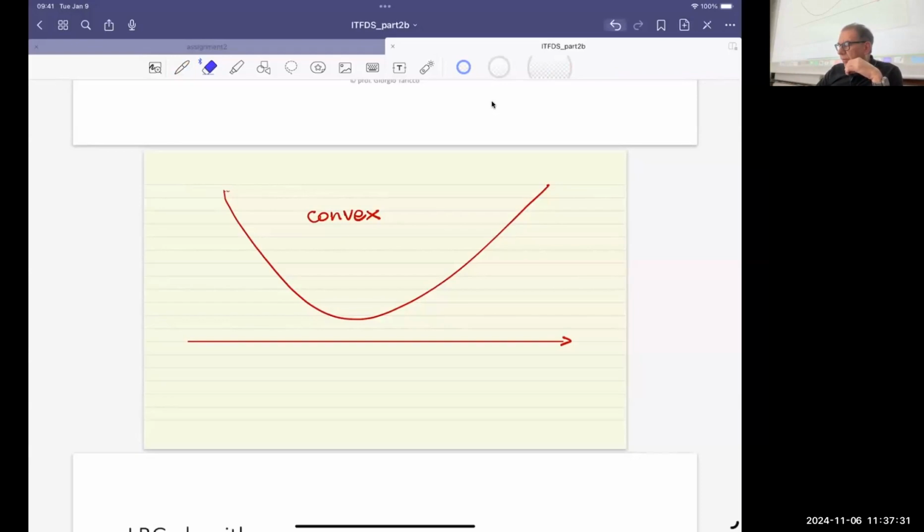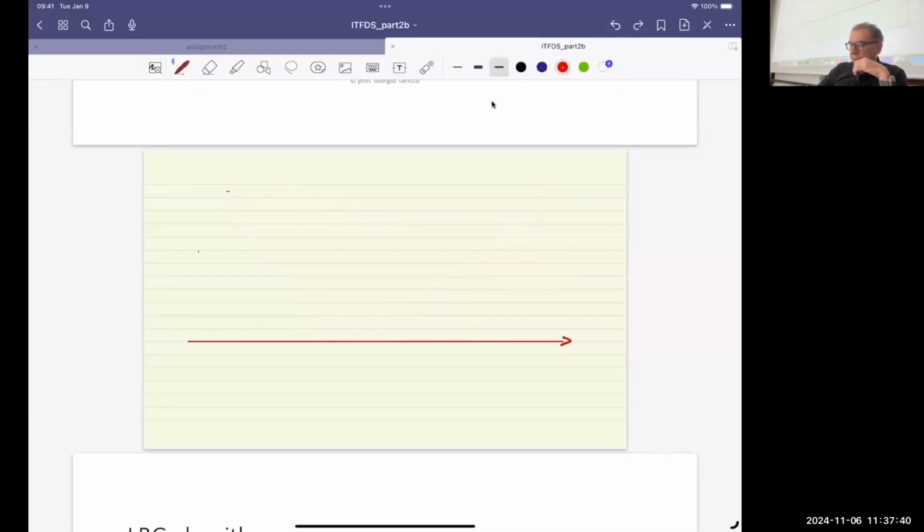What happens if the function is not convex? Well, you may have a function that looks like this, for example. And you can see that you have two minimum points, this point here and this point here. This is the global minimum, assuming that we consider only the range of the paper, and this is a local minimum.